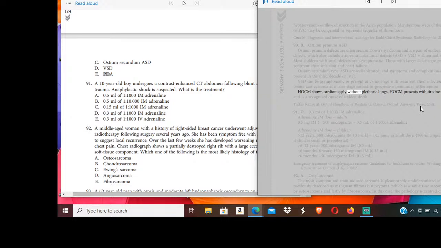HOCM shows cardiomegaly without plethoric lungs. HOCM presents with tiredness, fatigability, and is a recognized cause of sudden death.